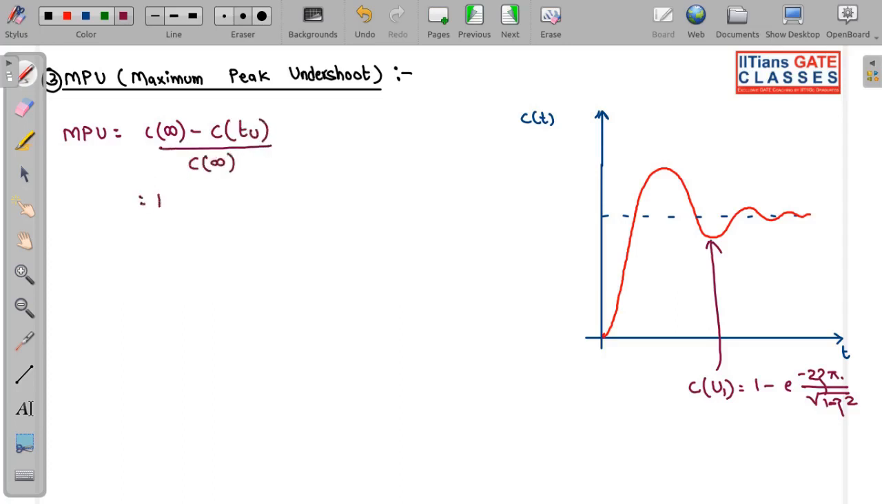So this will be equal to 1 minus this value. Over here you can see the value of maximum peak undershoot will be equal to e to the power minus 2 zeta pi under root of 1 minus zeta square. So this will be the value of your maximum peak overshoot and maximum peak undershoot.